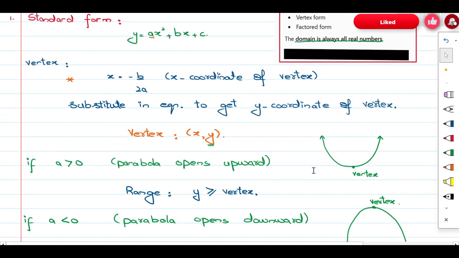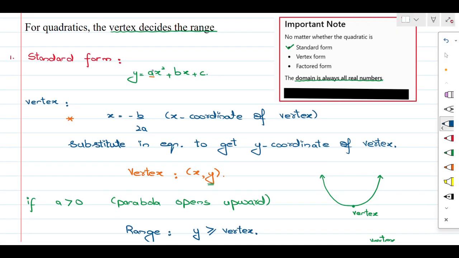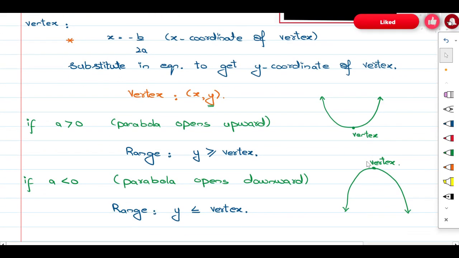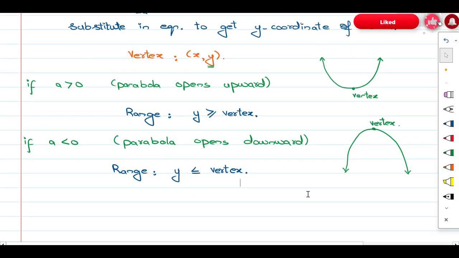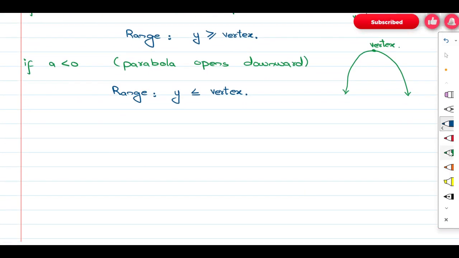After getting the coordinates of the vertex, the main thing is to look at the a value. If a is positive, the parabola opens upward and the vertex is a minimum, right? It means your range is y greater than or equal to the y coordinate of the vertex. When the a value is negative, the parabola opens downward and the vertex is a maximum point, so the range is y less than or equal to the y coordinate of the vertex, right? Okay, now let me do some examples to make this more understandable. Okay, so we have an example.